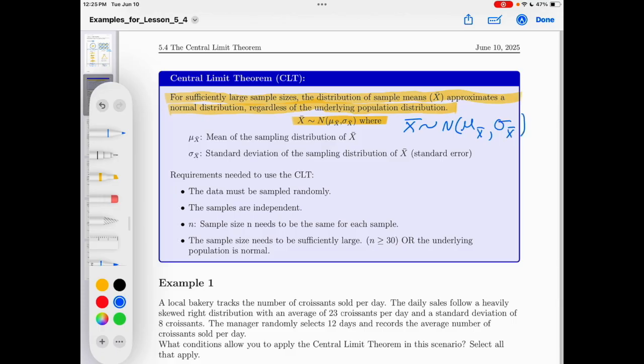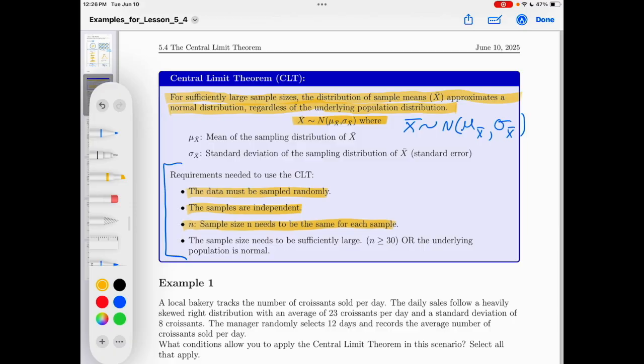So here are the requirements needed to use the central limit theorem. The data must be sampled randomly. The samples are independent. The sample size for each sample has to remain the same. In other words, I cannot take a sample of 5 and then a sample of 10 and then a sample of 20 and find all of those averages and use the central limit theorem that way. All of the sample sizes need to be the same.